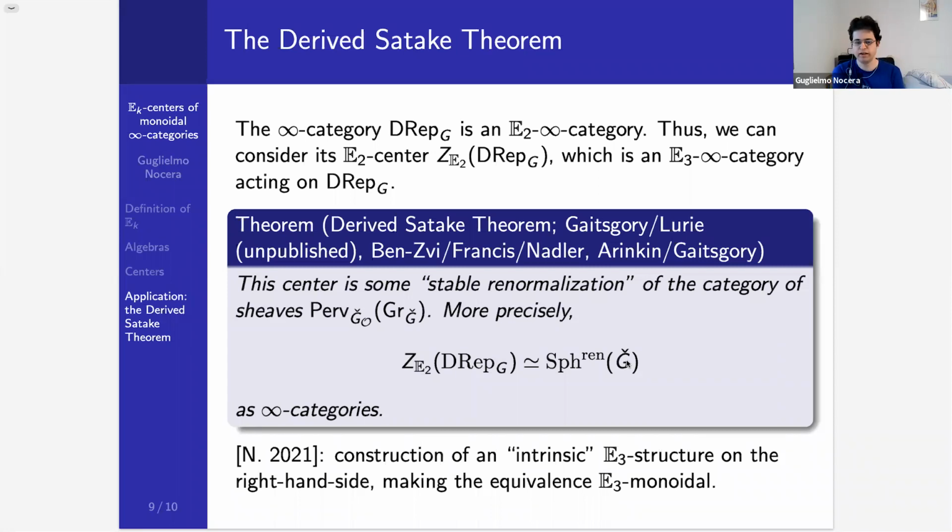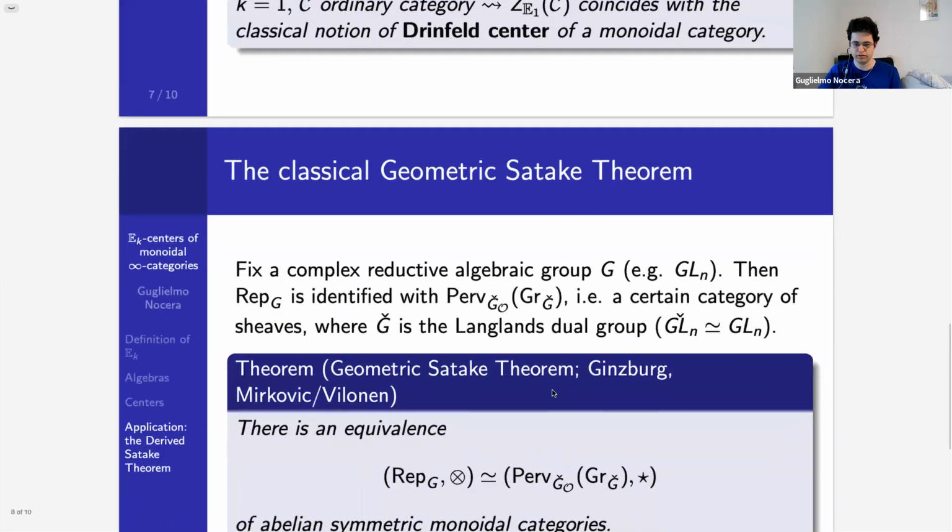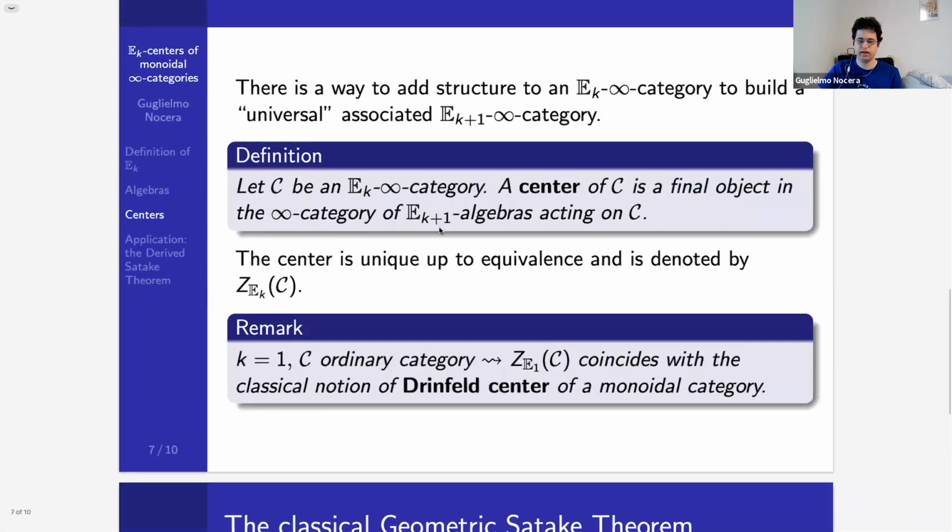Okay, and this is relevant in my research because what I have done is constructing an E3 structure here, which agrees with the E3 structure induced by the fact that, according to the definition, this should be an E3 monoidal category. So here, E_{k+1}, k being equal to 2, you obtain E3.